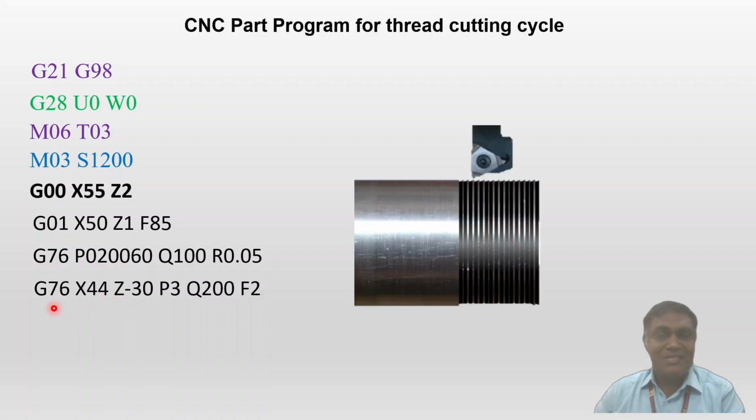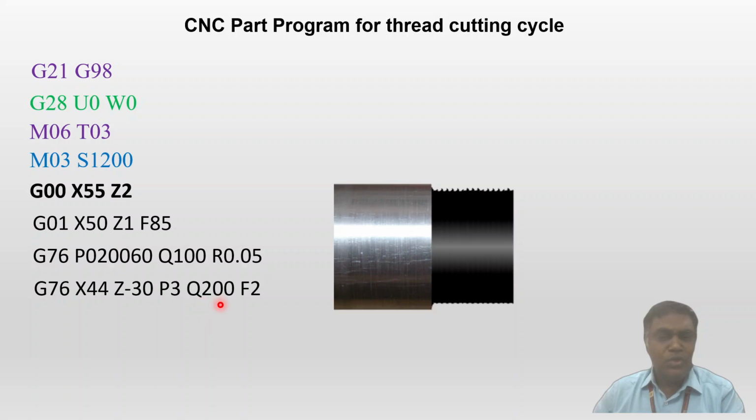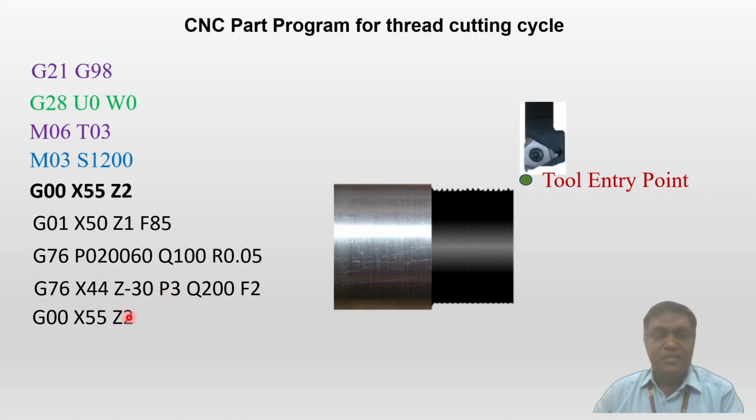Now go to the second block, G76 X44. The 44 is the core diameter of the thread, and Z minus 30, that is the thread length is 30 mm, and P3, Q200, F2. F2 is the pitch of the thread, and 200 is the first depth of cut. Then G00. After this block, the threading operation is complete.